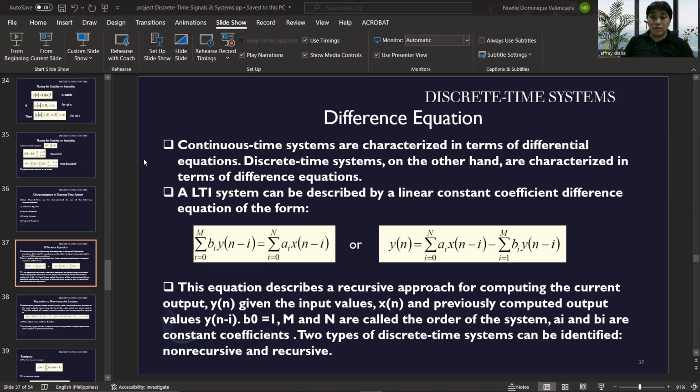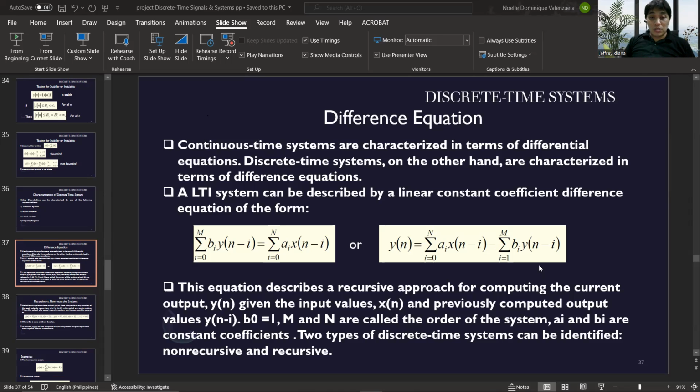Discrete time systems, on the other hand, are characterized in terms of difference equations. An LTI system can be described by a linear constant coefficient difference equation of the form: the summation for i equals 0 to M of b_i y(n-i) equals the summation for i equals 0 to N of a_i x(n-i), or y(n) equals the summation for i equals 0 to N of a_i x(n-i) minus the summation for i equals 1 to M of b_i y(n-i).